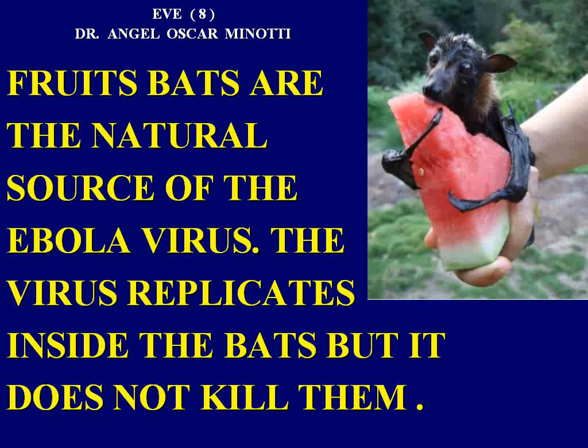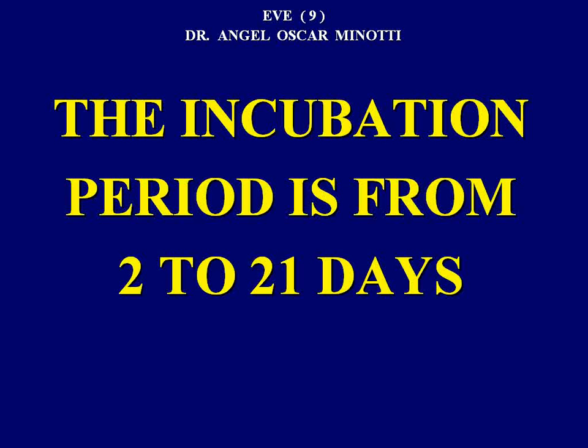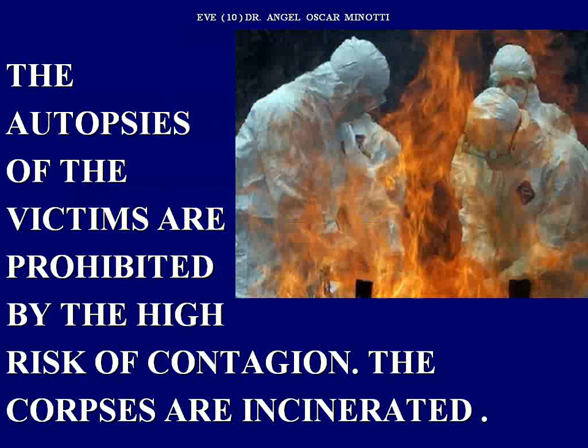Fruit bats are the natural source of the Ebola virus. The virus replicates inside the bats, but it doesn't kill them. The incubation period is from 2 to 21 days. The autopsies of the victims are prohibited by the high risk of contagion. The corpses are incinerated.